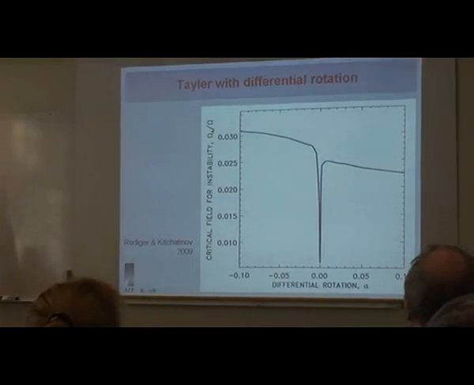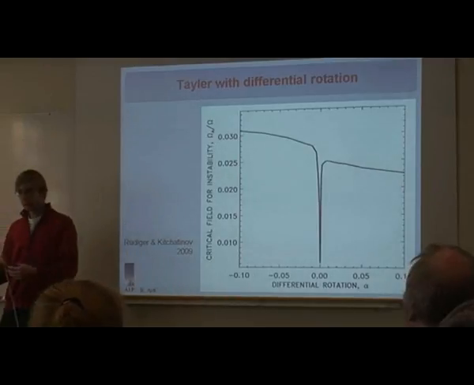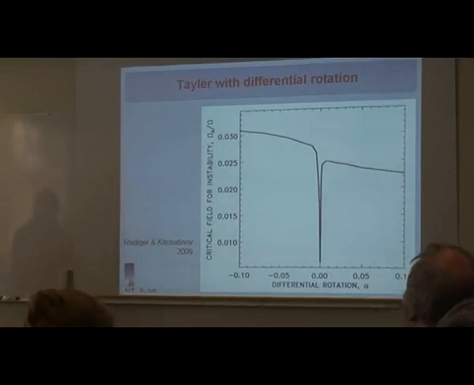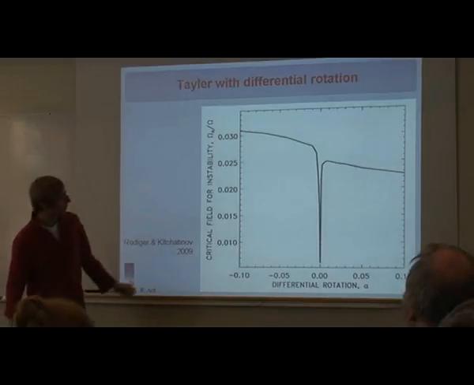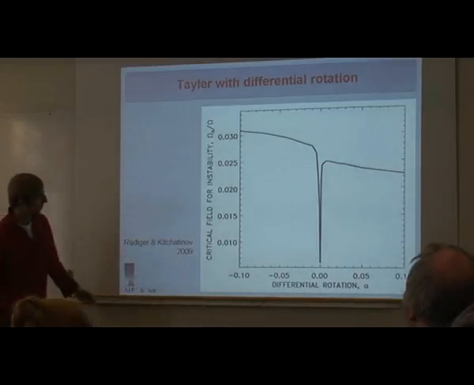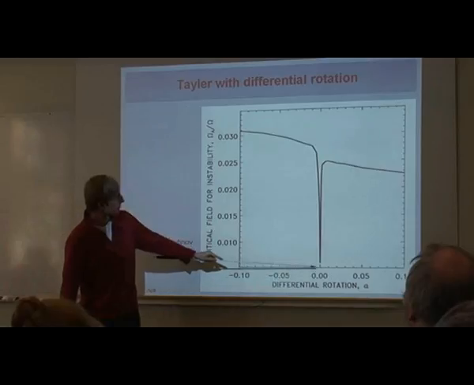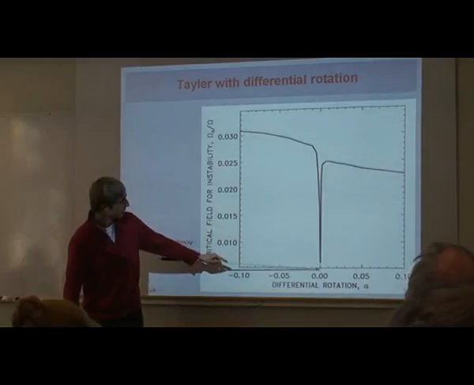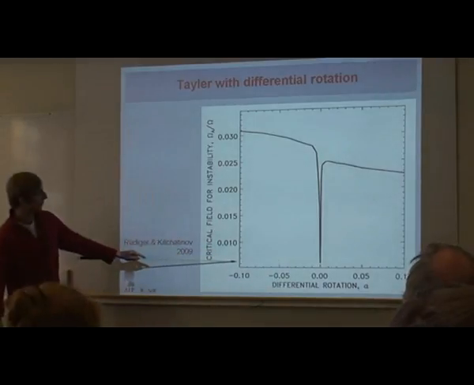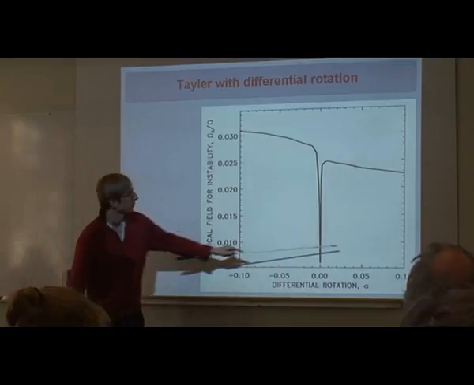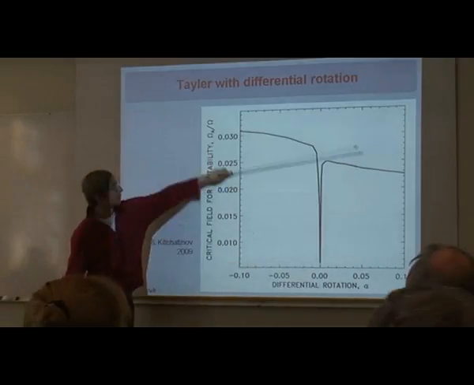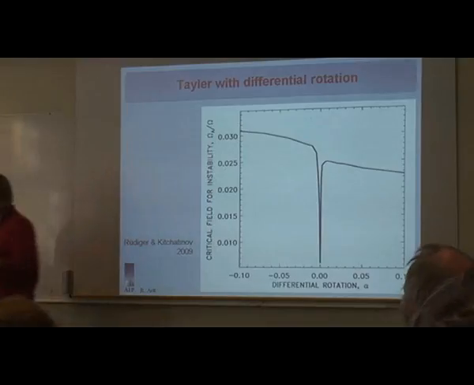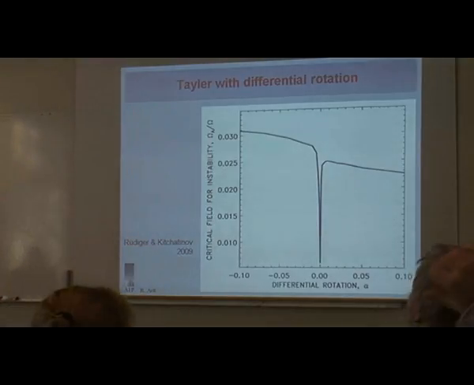It is affected by rotation that exists for the non-rotating case. Rotation stabilizes the fields, and differential rotation stabilizes it even more. So this is a recent graph by Günther and Leonid, which shows that if you have no differential rotation, then the limit is something like this. But if you add differential rotation of whatever sign, the stability limit rises from here to some much larger value. In this case, a factor of 10 or so.